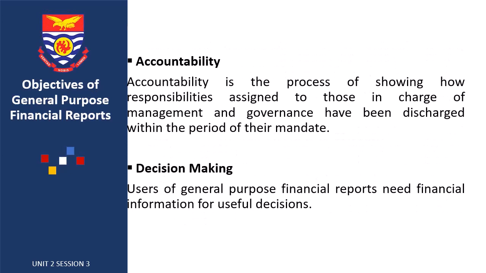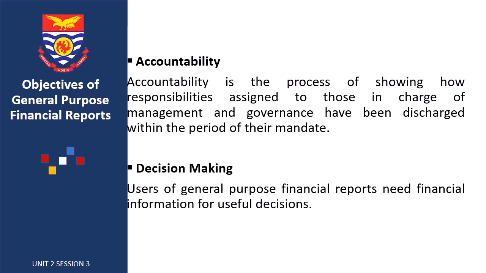Let's then look at the objectives of general purpose financial reports as per the standard. The main objectives of the general purpose financial report, the very first one being accountability. The general purpose financial report is to ensure that these public sector entities actually give account of their responsibility. They were given some responsibility and authority by the people who actually put them into these places. So they are supposed to provide this financial report in order for the people to know what these entities and their leaders have been up to.